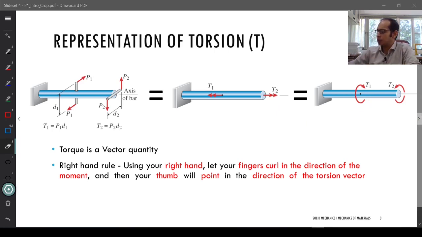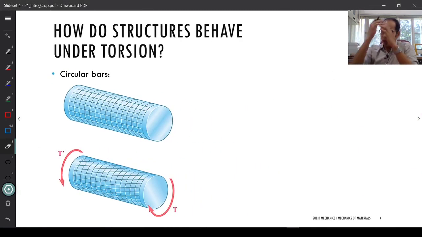So now just moving ahead, how do these structures behave under torsion? This is extremely important to understand the behavior of shafts which have different types of cross section. In our basic course on solid mechanics we are mostly going to look at circular bars, or bars having circular cross section, and there is a reason for that.